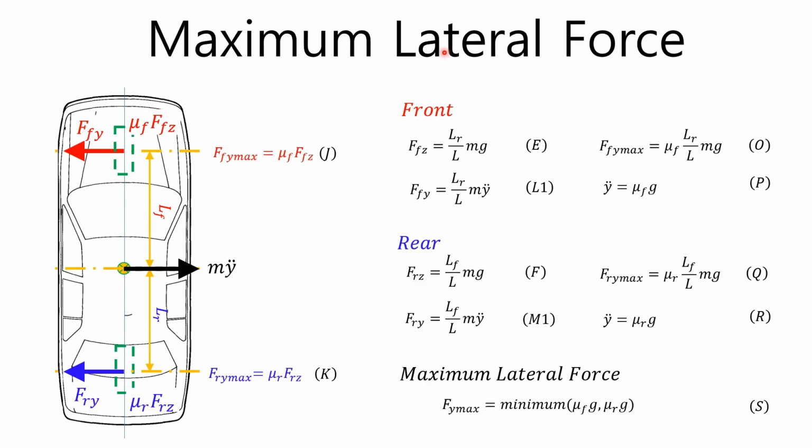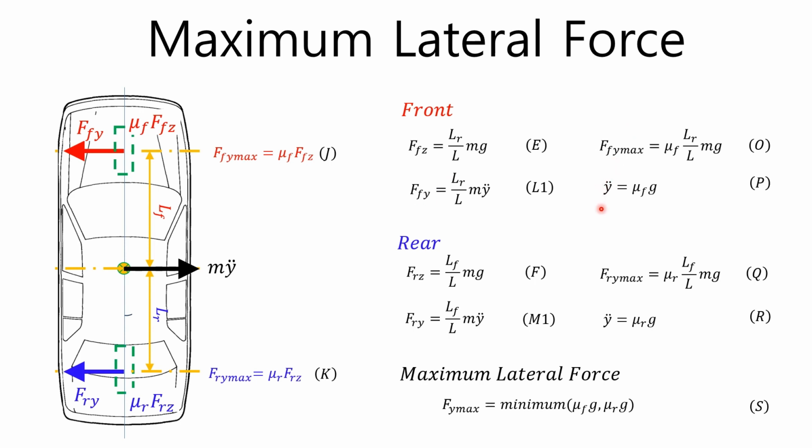This time, we will find out the maximum lateral force during a constant speed and constant radius turn. By substituting the front wheel normal load of equation E into the front wheel maximum friction equation J, equation O can be obtained. Meanwhile, when the lateral acceleration is y double dot, the lateral force of the front wheel can be expressed as equation L1 using the equation L obtained previously. When the lateral acceleration y double dot increases and the lateral force Ffy in equation L1 becomes equal to the Ffy max in equation O, which is the maximum friction force, it is no longer possible to increase the lateral acceleration.